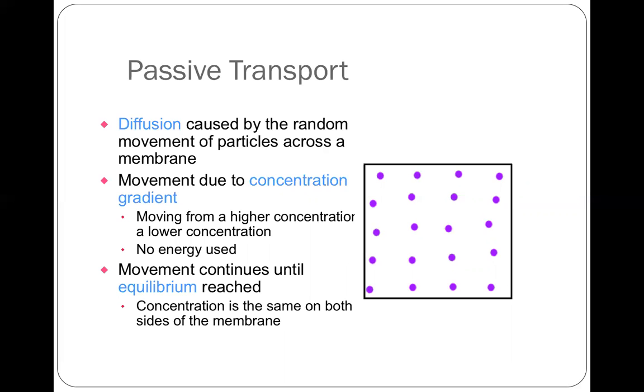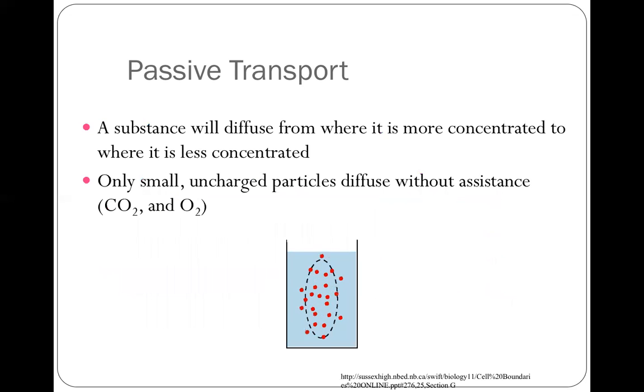The movement continues until equilibrium is reached. I'd like to point out movement still continues, but it is then an equal movement, okay? If one molecule goes in, another molecule comes out. It's not this sort of rush that occurs if there's a really big concentration gradient. Substances will diffuse from where it's more concentrated to less, and only small uncharged particles can diffuse without any sort of assistance.